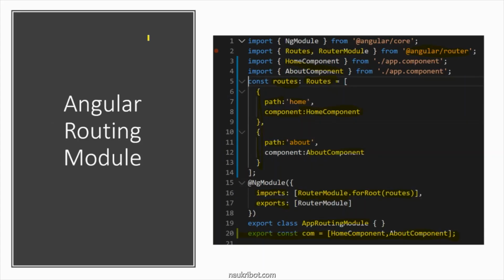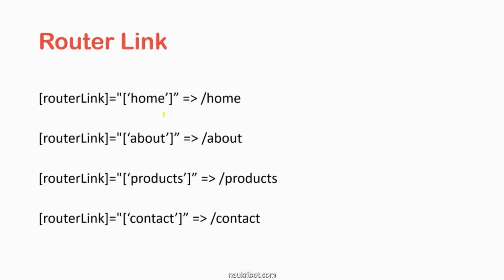Whatever path we have, we can define inside this. So whenever we define home, it will go to the home path, the home view. Whenever we define about, it will go to the about view. Same for products and contact. Okay, so now I will start a practical session for all these things.